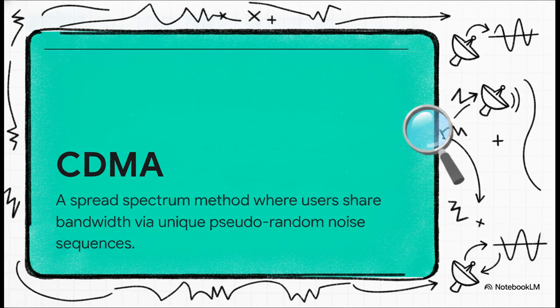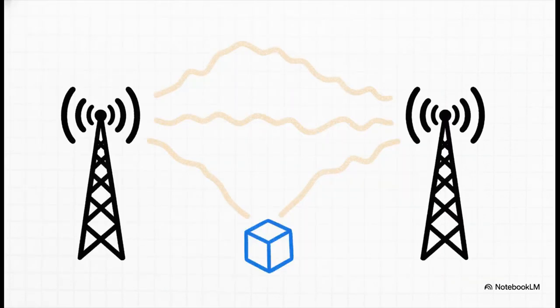So how is it not just pure static? Well, every user's data is mathematically multiplied by a unique, high-speed digital code, a pseudo-random noise sequence. To anyone else, your signal literally looks like harmless background noise. But your specific receiver, which is equipped with the matching code, can filter out the entire room and perfectly reconstruct your protagonist bit. And that brings us to the ultimate game changer, MIMO, or multiple input, multiple output.